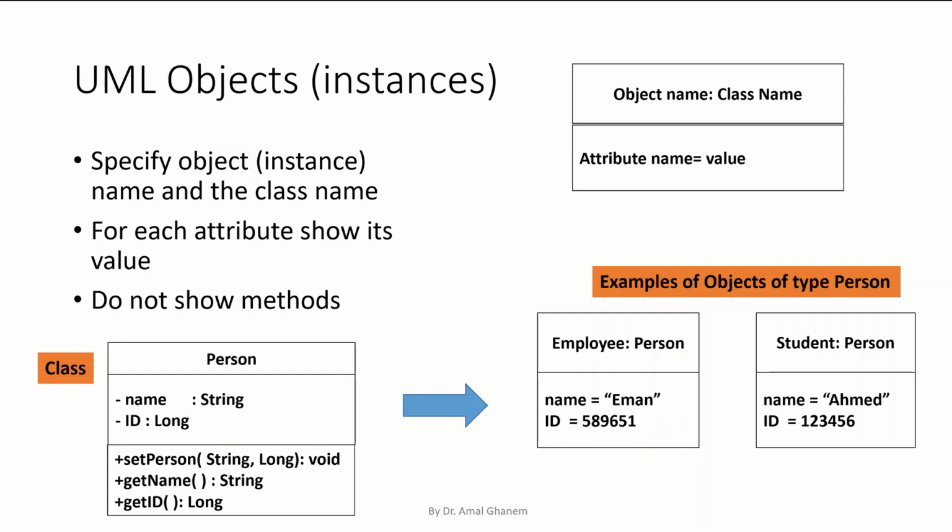One small thing also we have to remember is we should not show the methods when it comes to objects, because we know that all the objects we create of the same class will have the same methods. So there is no need to mention all the methods for each object.